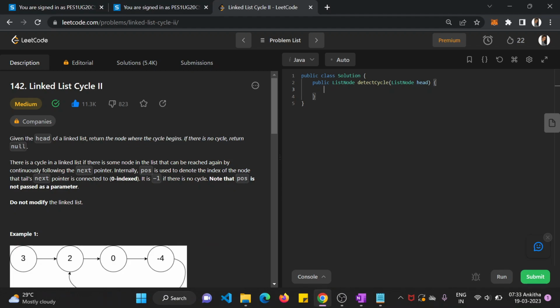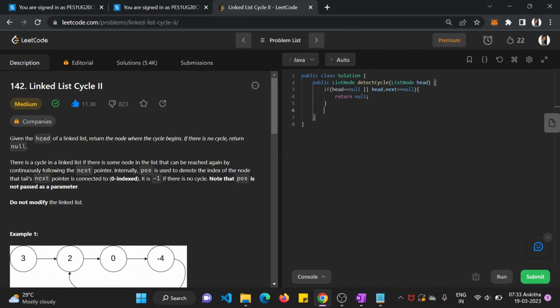At first, we'll check if head equal to null or head dot next equal to null. If that's the case, then return null. If there is no cycle in the linked list, then you return null. If this is not the case, then there are some elements in the linked list, and I have to check whether there is a cycle or not. Head equal to null is an empty linked list. Head dot next equal to null means only a single element in the linked list, and of course there cannot be any cycle in that.